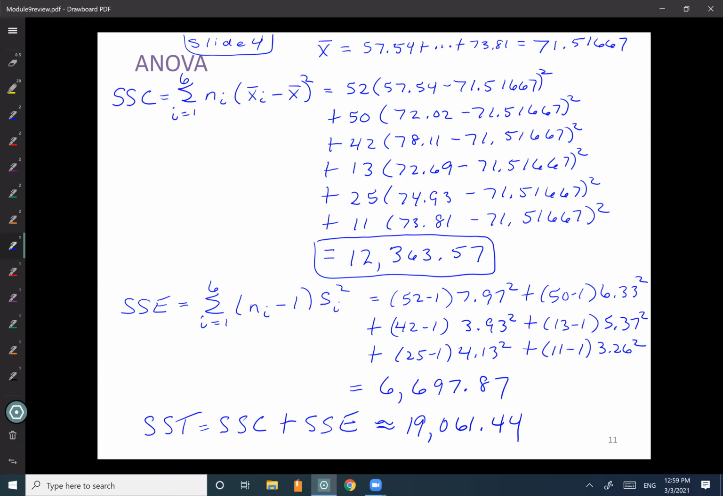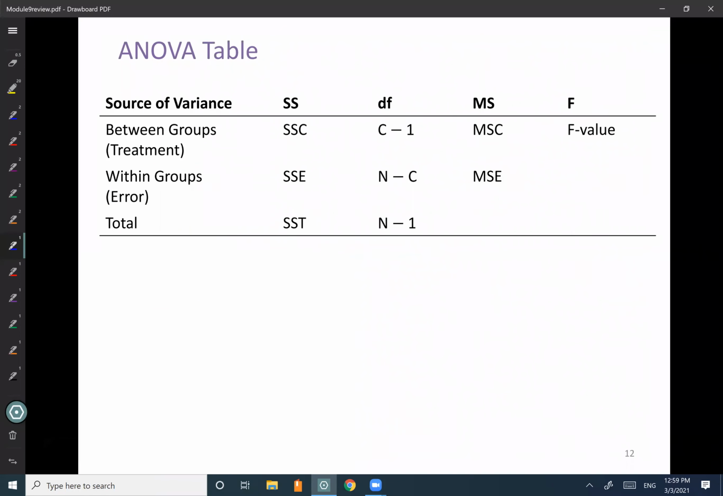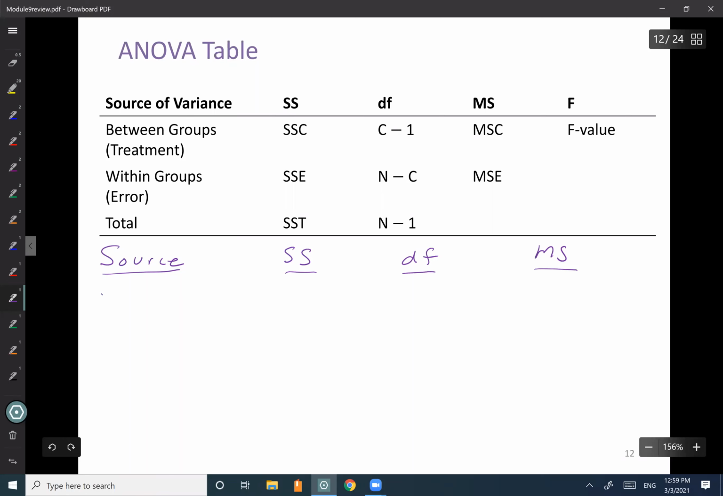We can now enter these into an ANOVA table that has been extended beyond the sum of the squares and the degrees of freedom. So we can do this. We can have our source, our sum of the squares, our degrees of freedom, and we'll have our MS. We'll leave the F value for another slide. Sum of the squares, degrees of freedom. So we have between that we've calculated. We calculated the within, and we also have the total.